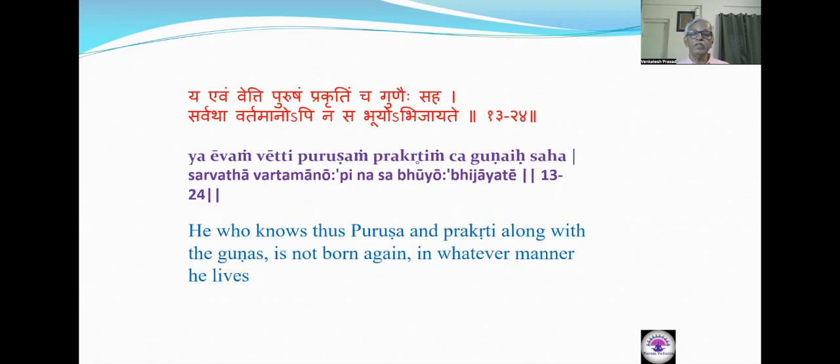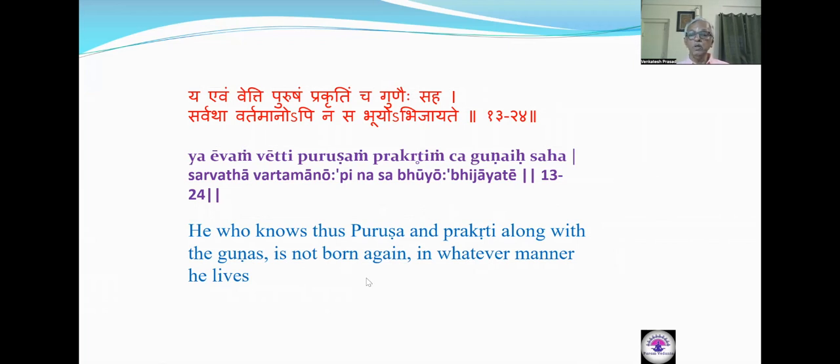Verse 13.24, the last one. Ye evam vetti. Suppose a person gains this knowledge. The first knowledge itself is that I am a mixture of Prakriti and Puruṣa. Gunais saha. He also knows that there are many attributes like fat, lean, old, bald, and hair. All are physical attributes. There are subtle attributes like anger, envy, etc. They are all internal attributes belonging to Sukshma Sharira Guna, Sthula Sharira Guna, Karana Sharira Gunas.